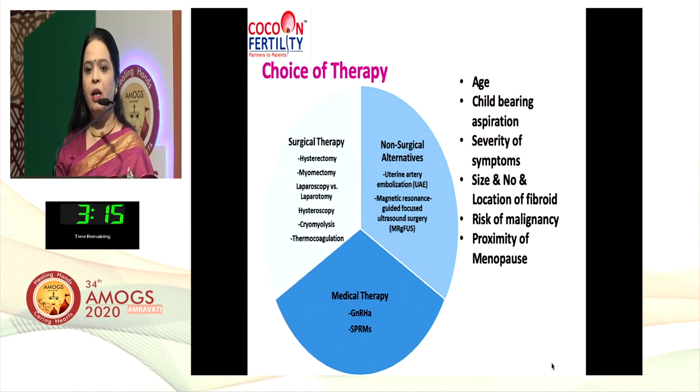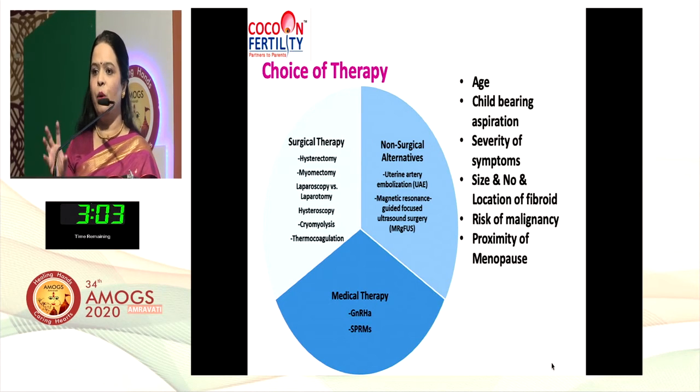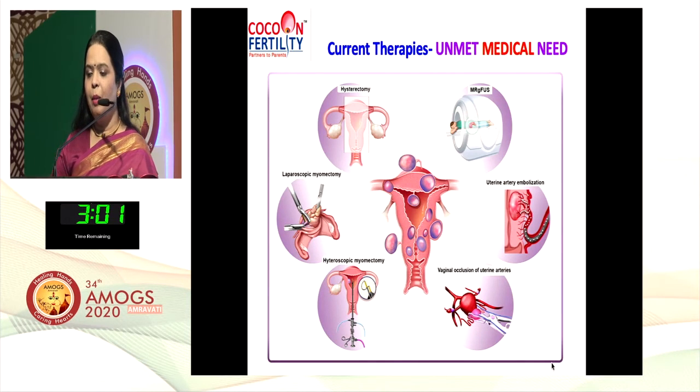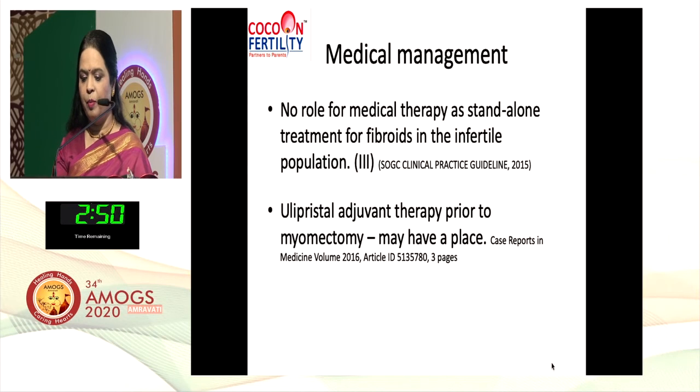And my decision making completely depends upon childbearing requirements, age, how severe the symptoms are, is there a risk of malignancy, is there something else happening there, and how close is she to the menopause. And that is what is going to help me decide what I'm going to do with her. But none of my minimal access therapies have actually covered the need that I have for a successful complete treatment, especially keeping fertility in the equation.